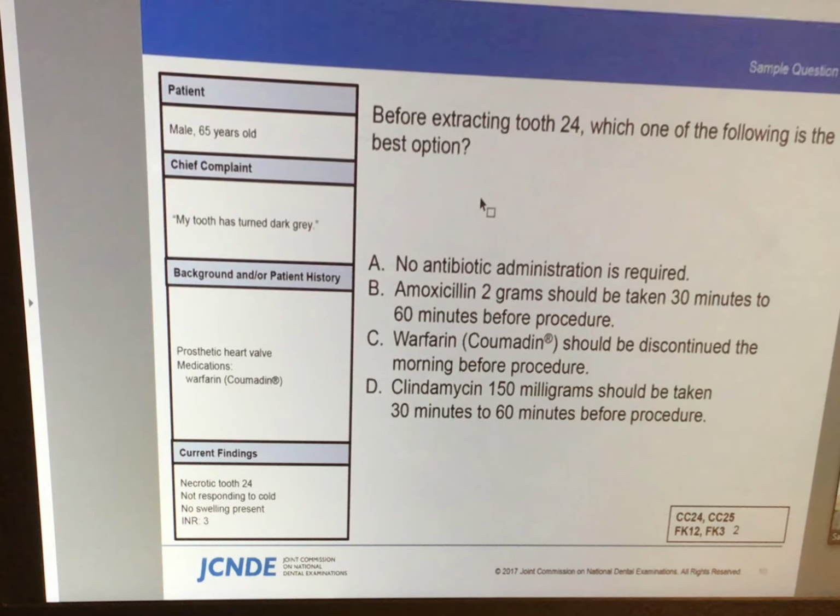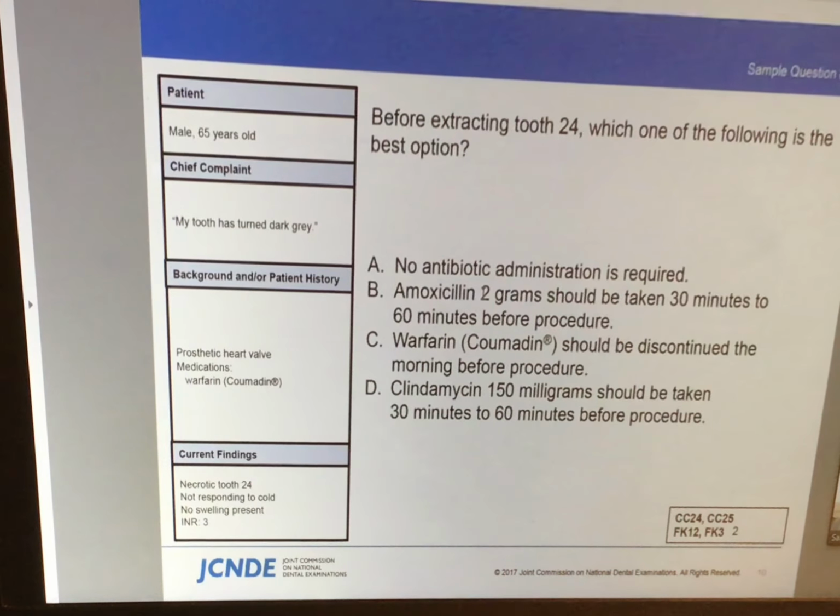So let's go to the question. Would you like to read the question, please? Before extracting tooth number 24, which one of the following is the best option? A, no antibiotic administration is required. B, amoxicillin 2 grams should be taken 30 to 60 minutes before procedure. So the first one, A, you rule out immediately because you already knew you need to give the pre-med. The second answer is B, amoxicillin 2 grams should be taken 30 to 60 minutes before. You say, yes, this one should be the one because you already knew before.